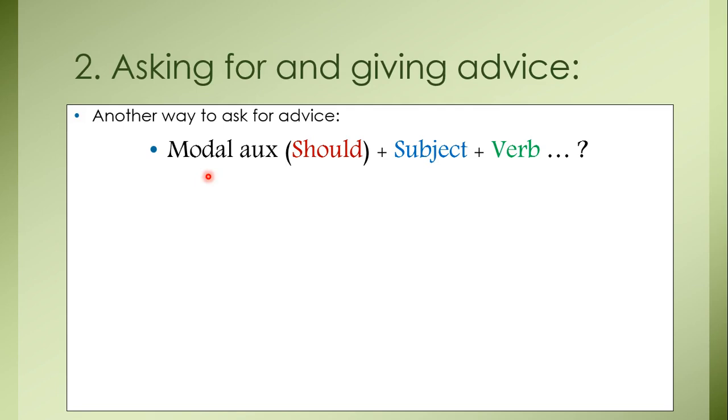So here, dear student, I use the inversion between the modal auxiliary and the subject. We always use the verb which is conjugated. Here we have the modal auxiliary, which is a conjugated verb, and we have the second verb, which is not conjugated.